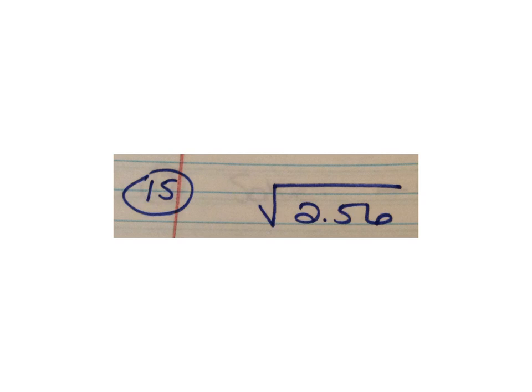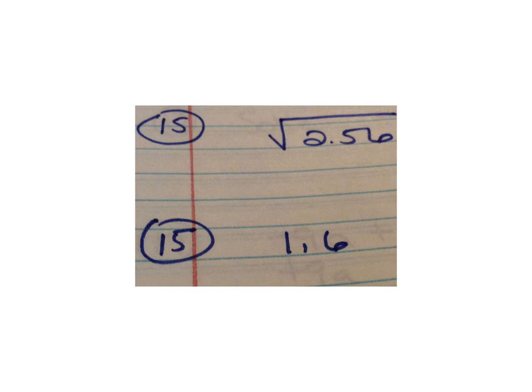Okay, here's problem number 15. Find the square root of 2.56. Alright, so the square root of 2.56 is just 1.6. How do I know this? Well, 256 is 16, and then I know it's got to have something to do with 16. So if I want two numbers behind the decimal, remember you divide 2 by 1, and I need one number behind the decimal. So 1.6 times 1.6 is going to give me 2.56.